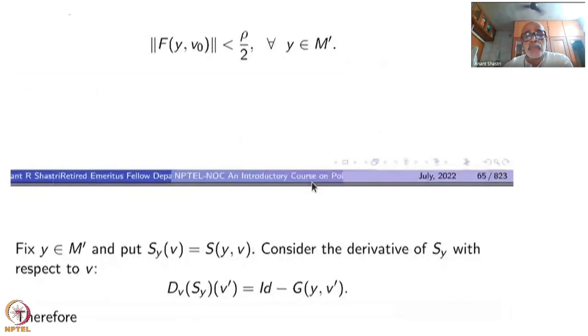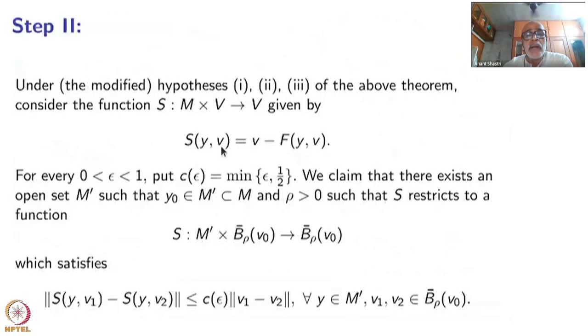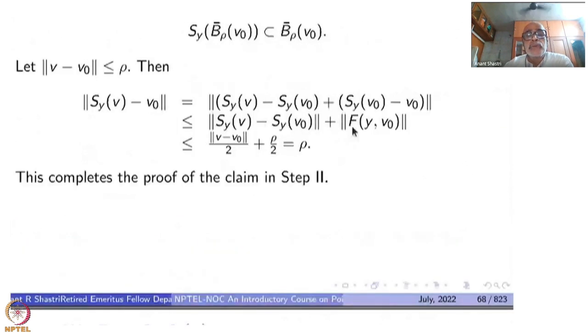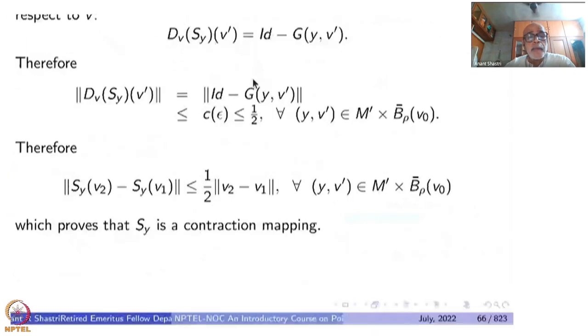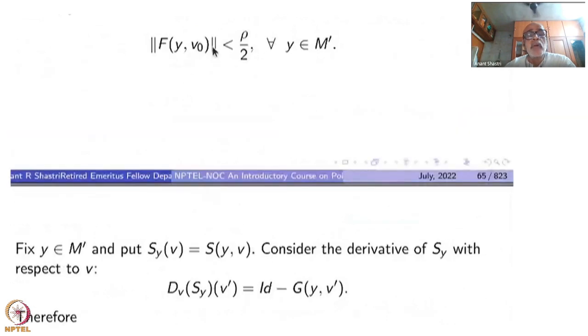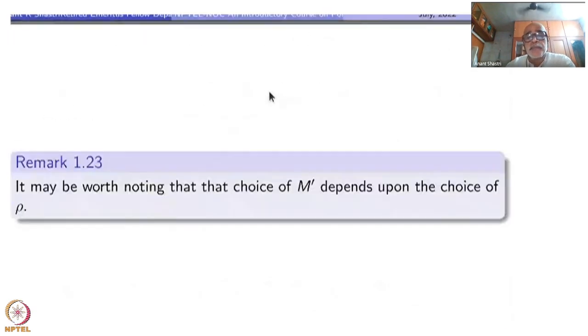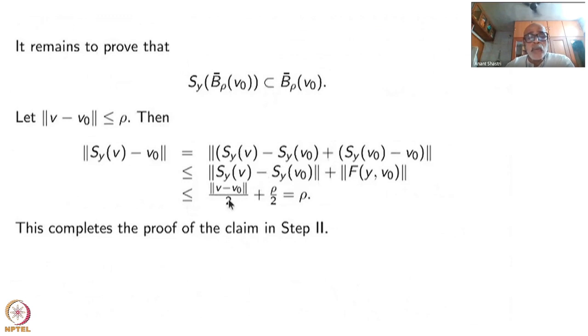Now what I'm doing here, F of y, v naught minus v will be equal to F of y, v naught with a negative sign, and the norm will be the same. So this norm we have seen is already less than or equal to the norm of v minus v naught by 2. This norm is less than or equal to rho by 2. So that is the second choice here. Where is the second choice that we have made here? F of y, v naught norm is less than rho by 2. So rho by 2 plus rho by 2, the sum of this one is rho. We started with the norm of v minus v naught less than or equal to rho here, so the norm of v minus v naught by 2 is rho by 2.